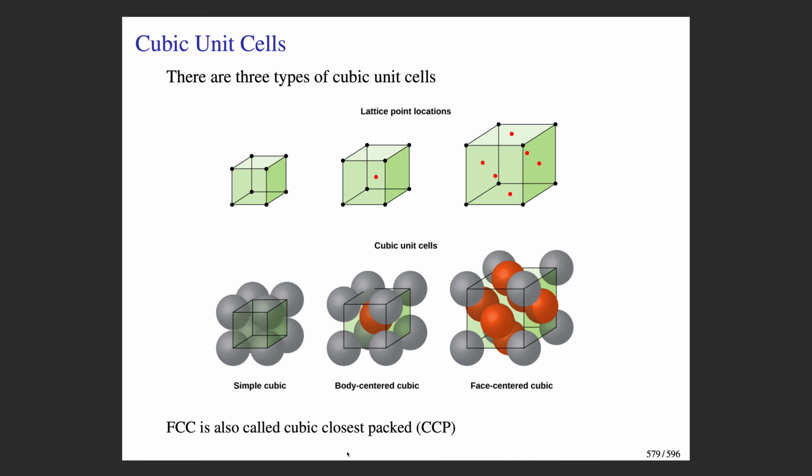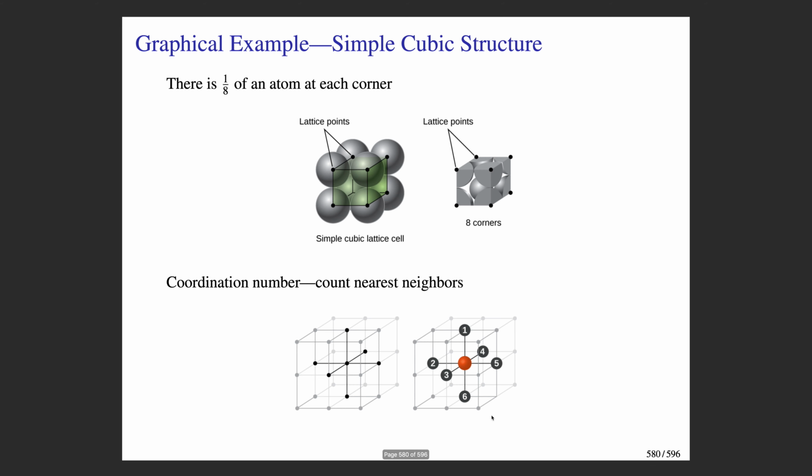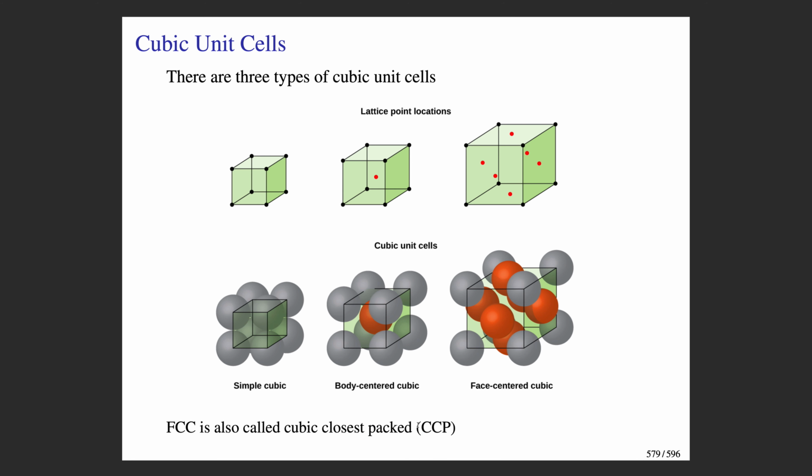We'll focus basically exclusively on the cubic unit cells from here on out because they're easier to think about and visualize. So here we've got the simple cubic, the body-centered cubic, and then the face-centered cubic. Note that the face-centered cubic is also called, in the textbook and in the literature, the cubic closest packed, or CCP. It can be a little bit confusing because they're throwing out these acronyms, but FCC is identical to the CCP acronym.